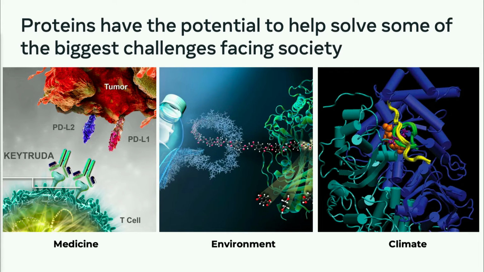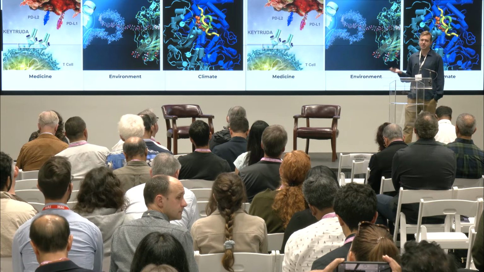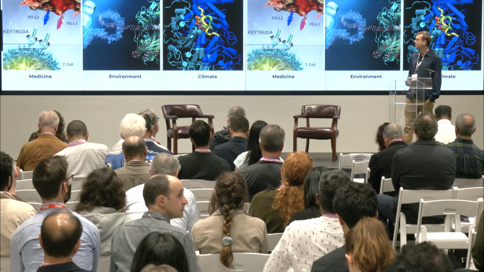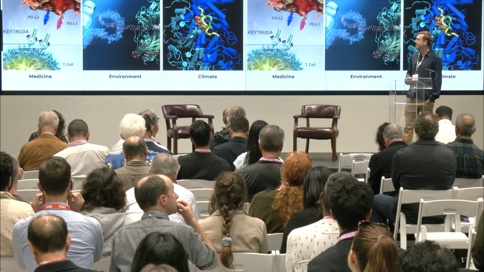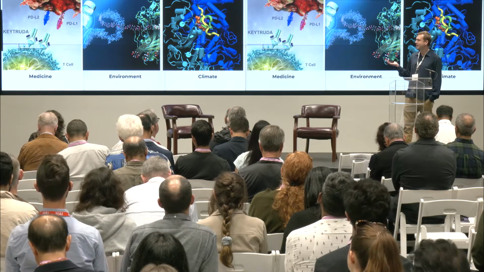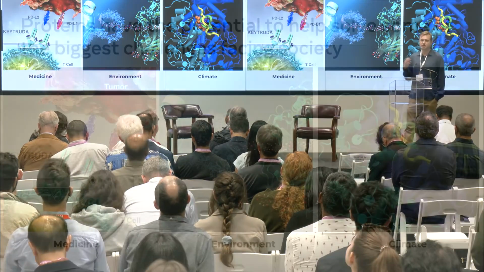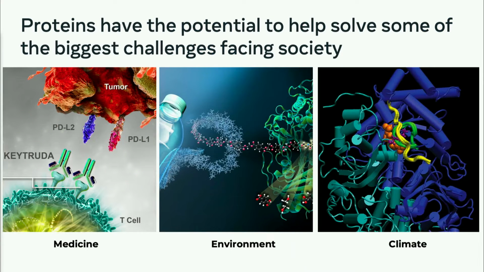The left shows something called a checkpoint inhibitor. This is a drug that's had incredible success for cancer, and it blocks an immune evasion mechanism within cancer. The middle panel depicts an enzyme that degrades plastic. Nature has actually created many such enzymes. If you go out and sample the natural environment, you can find these molecular machines that are capable of doing these types of functions.